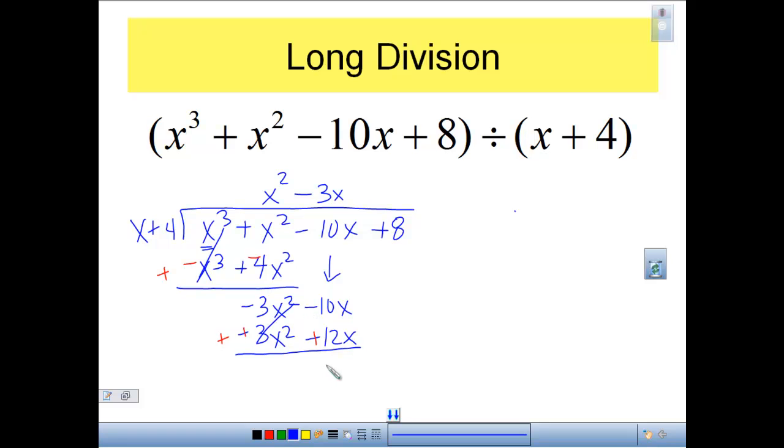And then I end up with a positive 2x left over, bring down my last term of plus 8, and I know I need to multiply by 2, and I get 2x plus 8. And again, either subtracting or adding the opposite, and you can see that in this case everything cancels, so we have no remainder left. So in this case it divides evenly, and my final answer is just going to be x squared minus 3x plus 2.